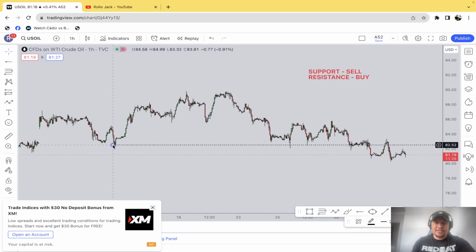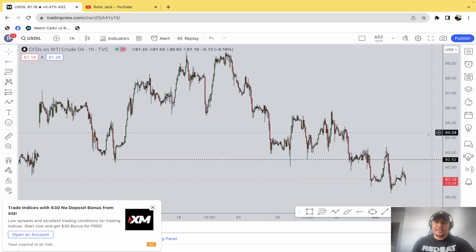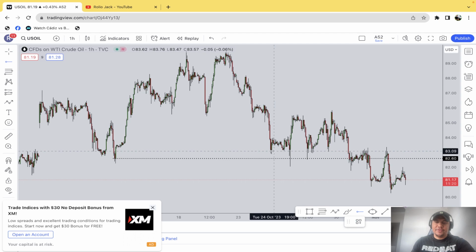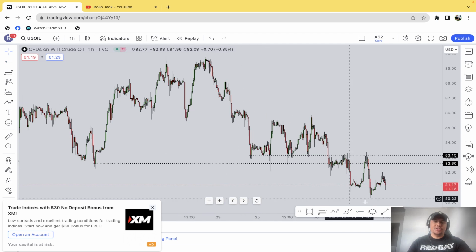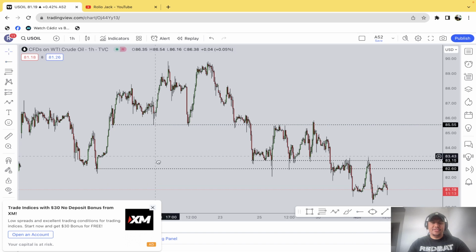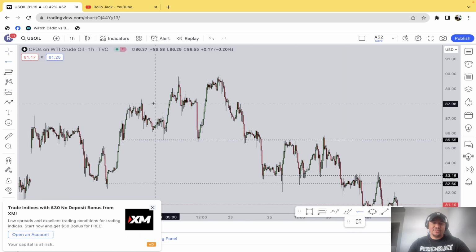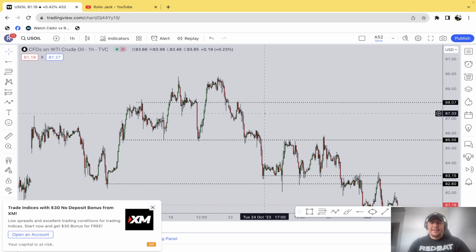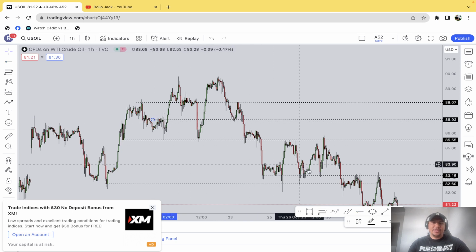So this is going to be the level of support that we are going to identify over here, and we're going to continue further, and continue and continue. So we're going to identify all of these structural levels in the market. Let's see where else we could potentially get in. There we're going to use that level there.